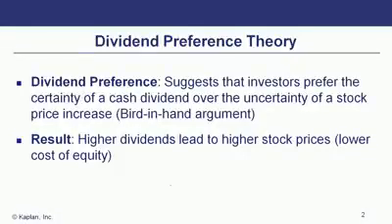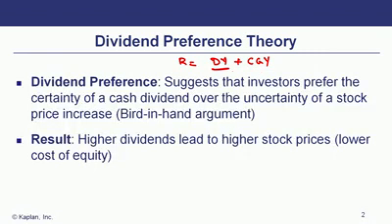The second theory is the dividend preference theory, also known as the bird in hand theory. The dividend preference theory says that investors prefer the certainty of dividends over the uncertainty of capital gains. So you think about return from an investment in stock. Return is a combination of dividend yield and capital gains yield. Capital gains yield comes from price appreciation. Dividend yield comes from actual dividends. So investors prefer dividends over capital gains.